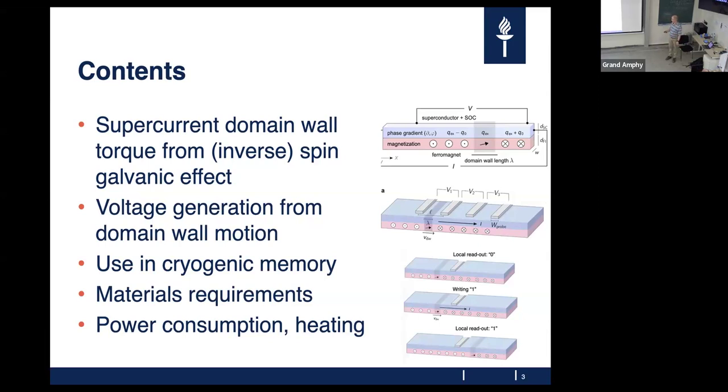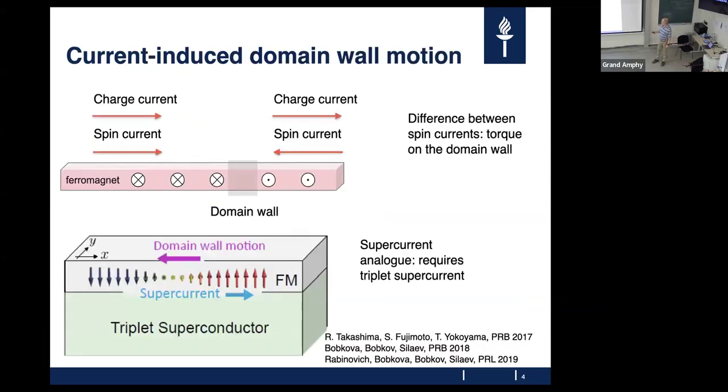I will discuss shortly how it will be used for glycemic memory, discuss the materials requirement, and then also touch the issue of power dissipation and heat. Now, this is not what we are doing now, but I first want to give you an image in your head of how current controlled domain wall motion might look.